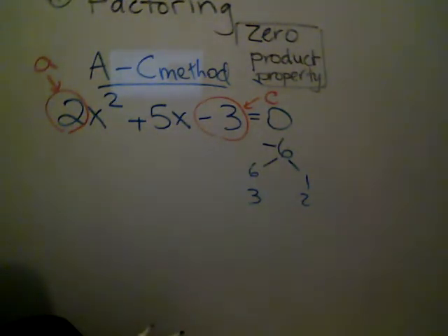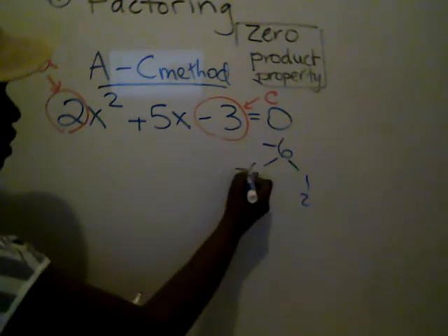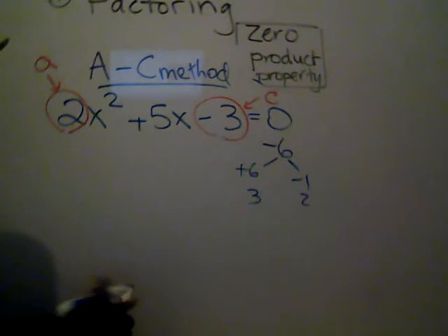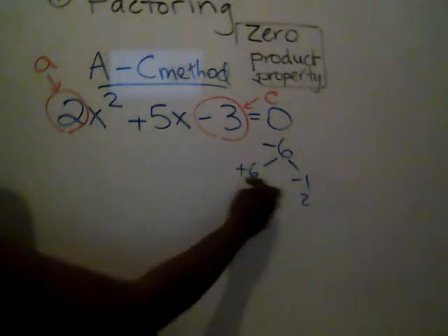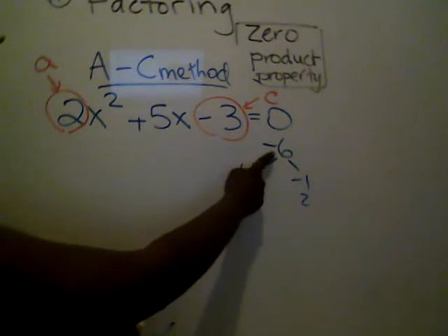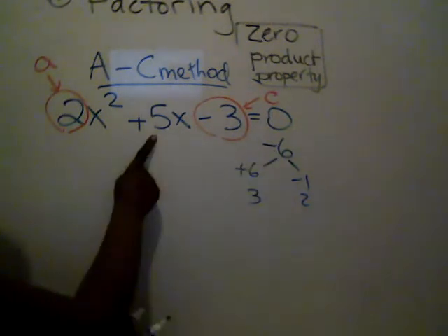So the only set that would work would be a positive 6 and a negative 1. Okay? So the next step, once we figure out which set is going to work: again, we did 2 times 3, that gave us 6. We were trying to find factors of negative 6 that would get us to 5.